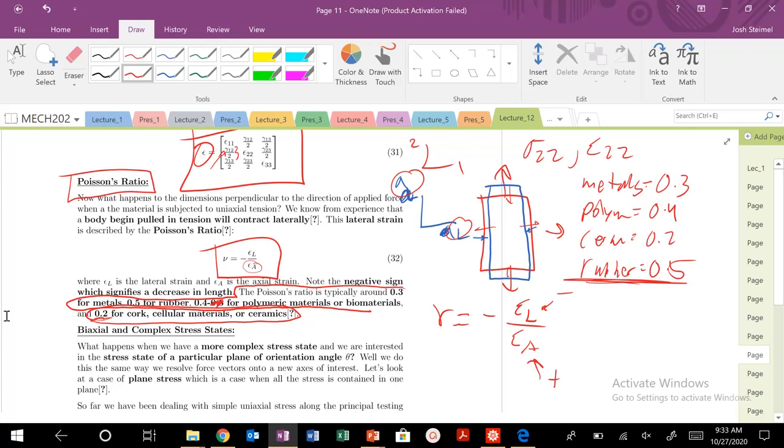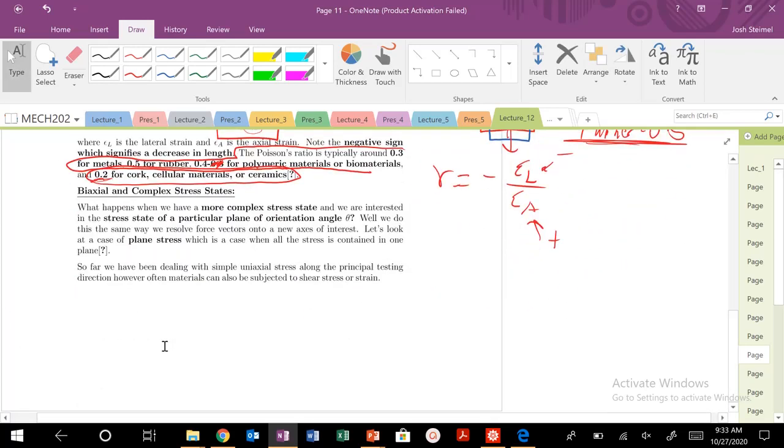Next time we're going to get into some complex stress states, and then we're going to build up into much more complex mechanical analysis and some equations that you could use to analyze stress states.